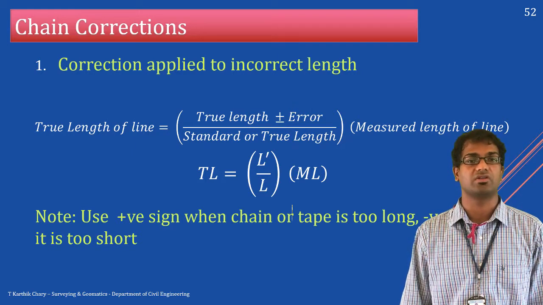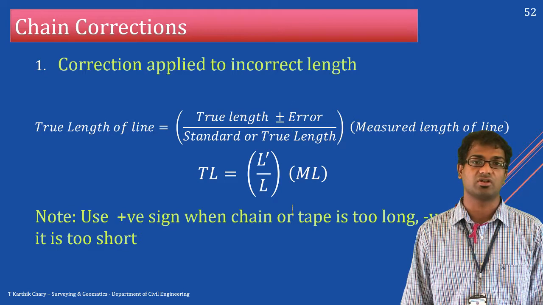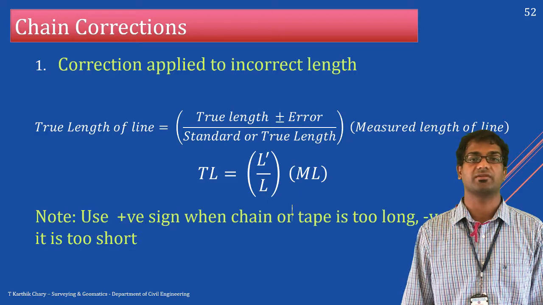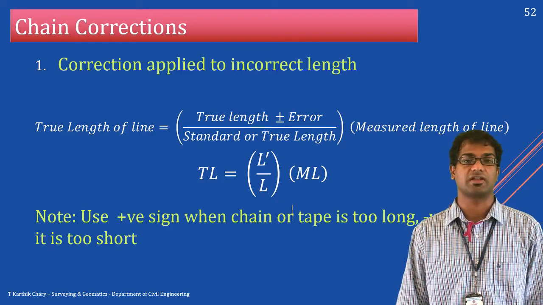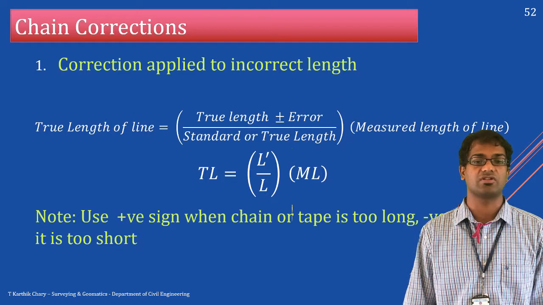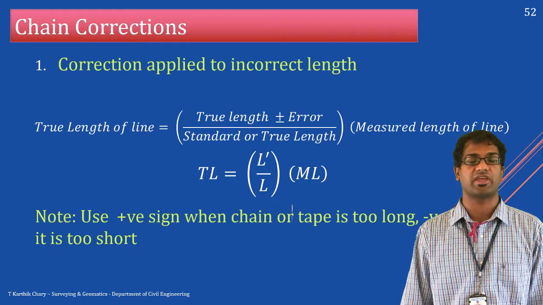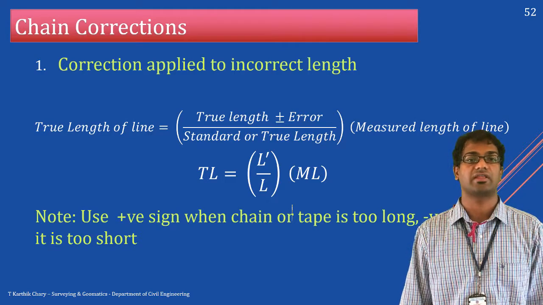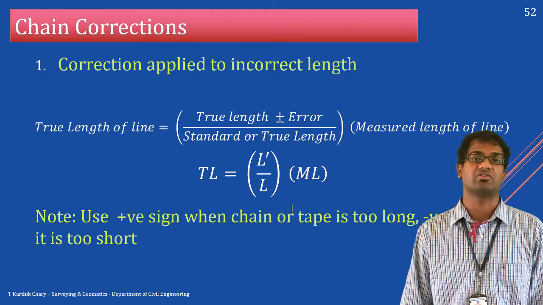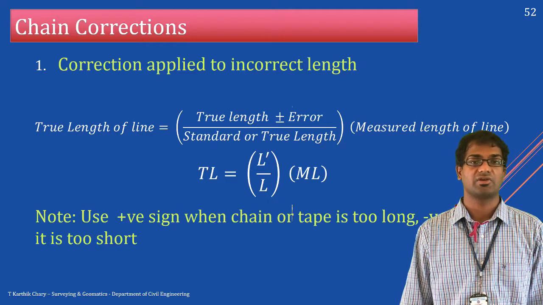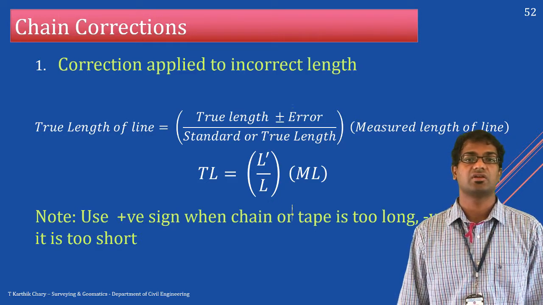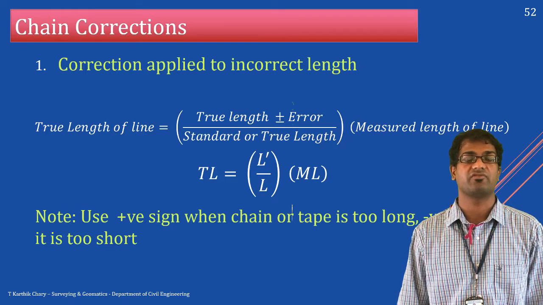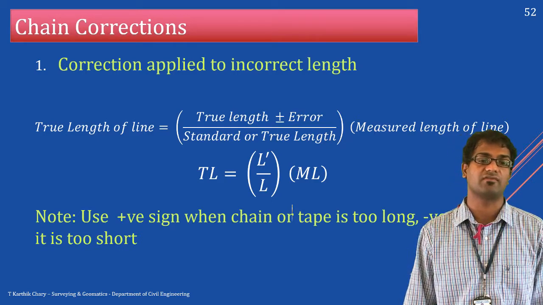When the chain is found to be too short or too long, we can use this equation in order to get the true length of line. If you know the measured length, the true length of line is equal to true length of chain plus or minus error, divided by standard or true length of tape, into measured length of line. The measured length of the line is measured unknowingly when you have used a chain having some error, and if you know it, then you can find out the true length of line.